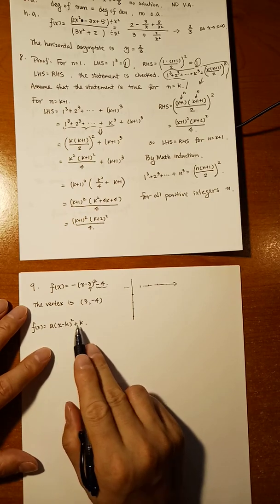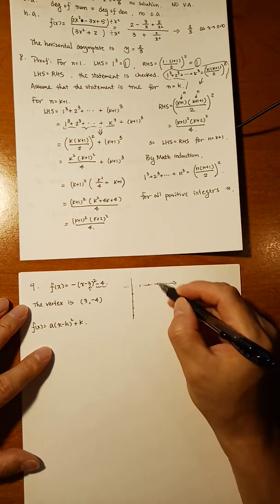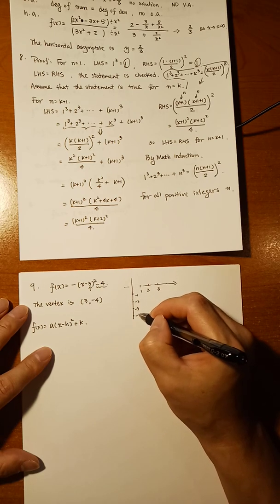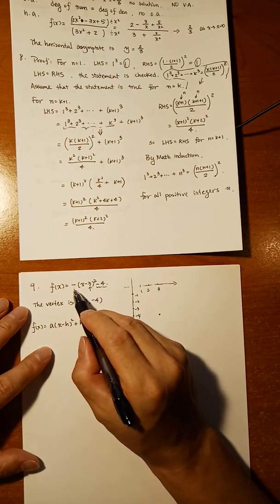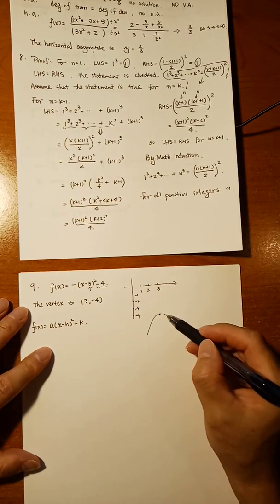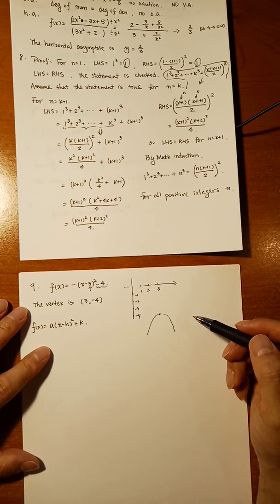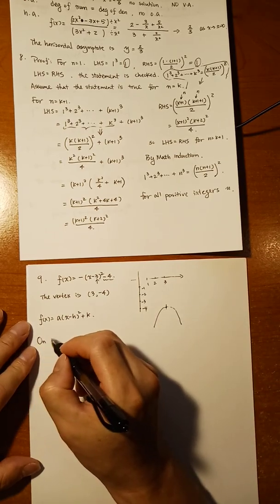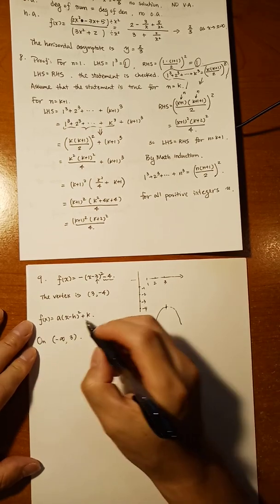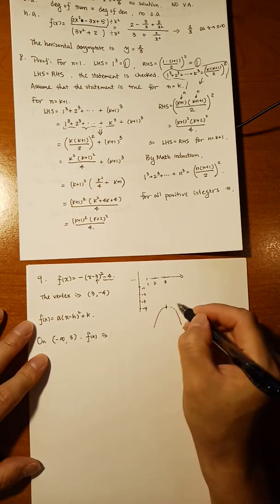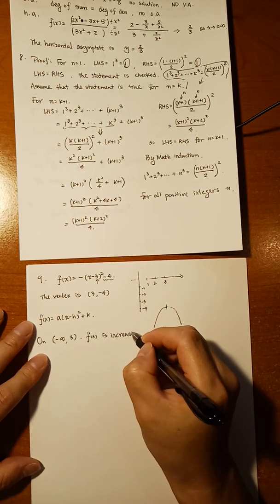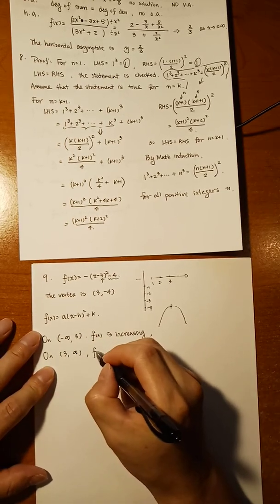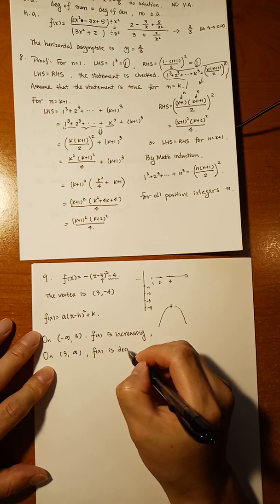So the vertex is here, (3, negative 4). And because the leading coefficient is negative, the opening is downward. Okay, then we can see on the interval negative infinity to 3, f(x) is increasing. On 3 to positive infinity, f(x) is decreasing.